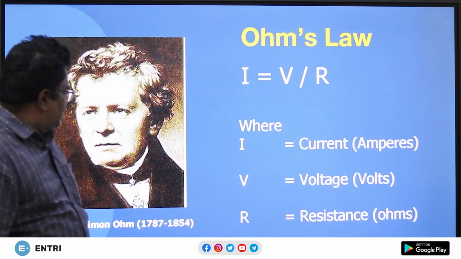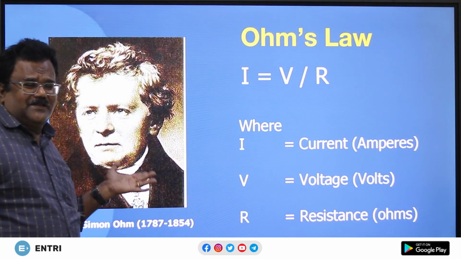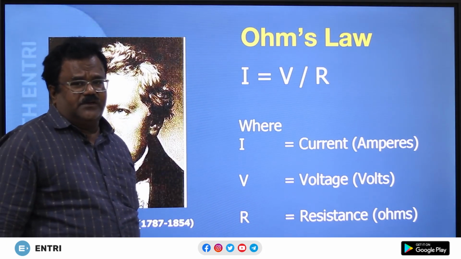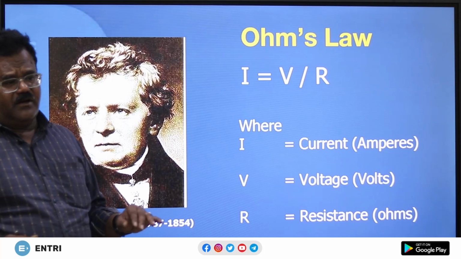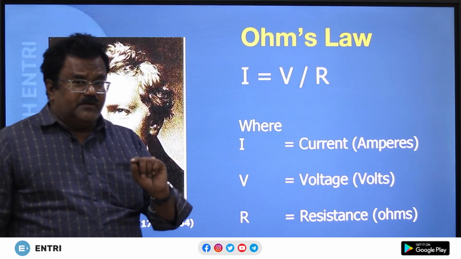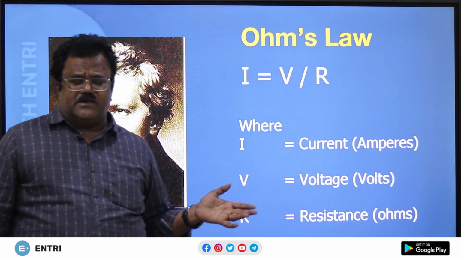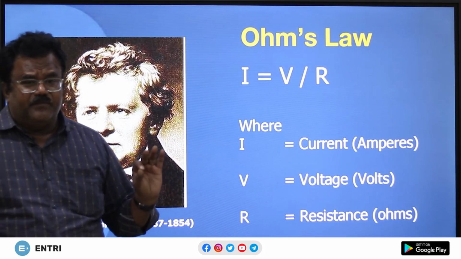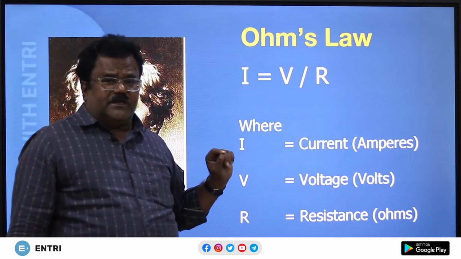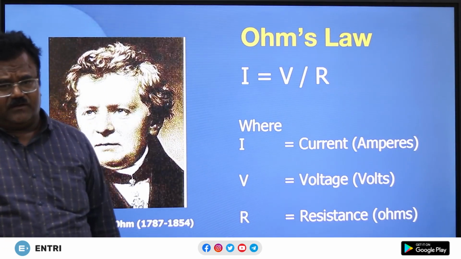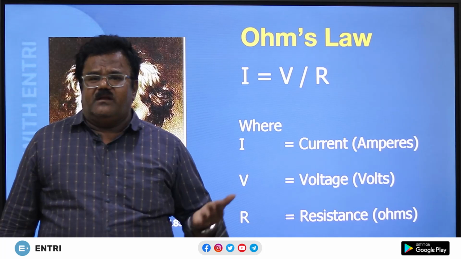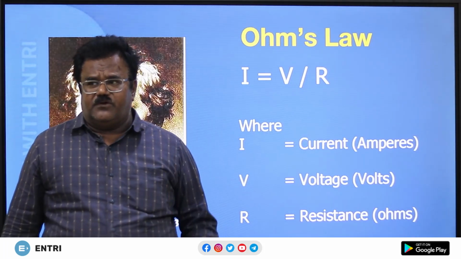Generally, I would like to show the name of this scientist, Georg Simon Ohm. He introduced this concept of I is equal to V by R. Here I would like to concentrate on one important point. Nobody will ask directly a simple question like this in competitive exams, but they may ask whether current is proportional to voltage or voltage is proportional to current. Here people will get a small doubt. Generally, I prefer saying current is proportional to voltage.